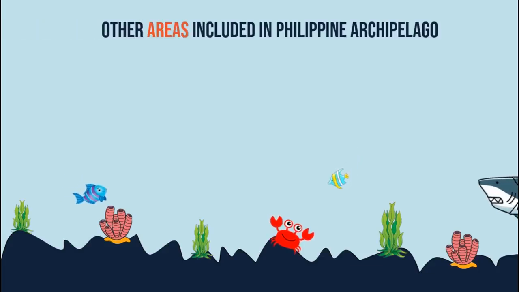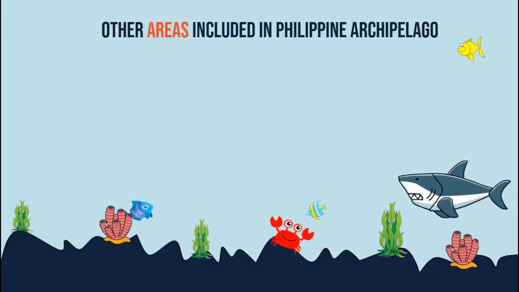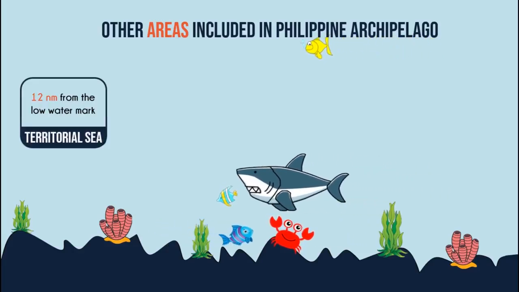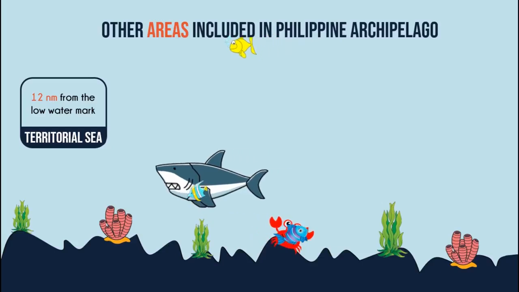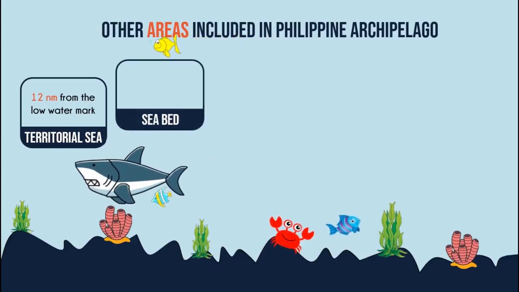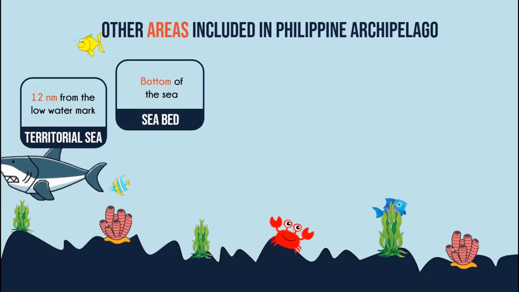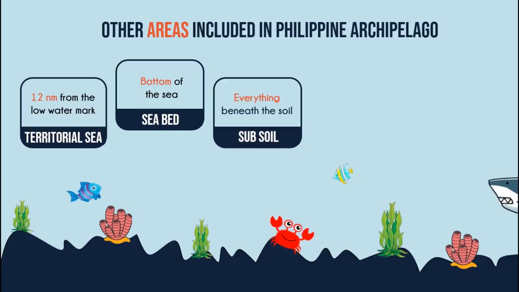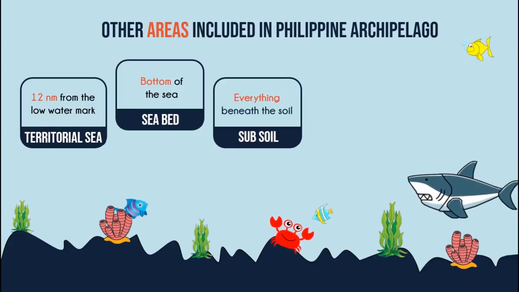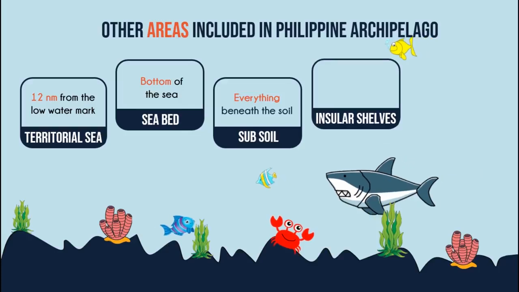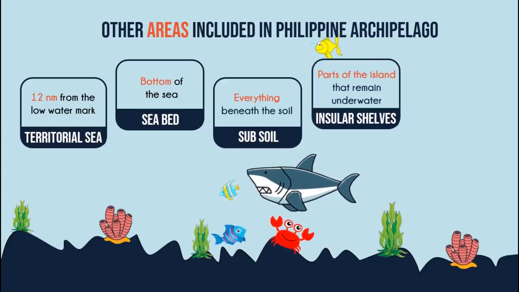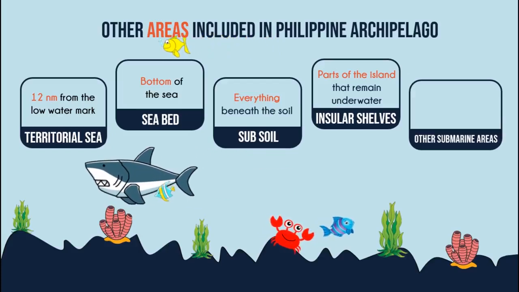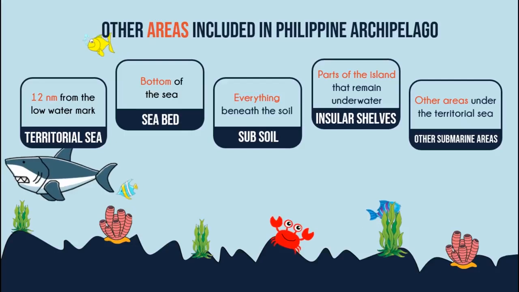Next are the other areas included in the Philippine archipelago. First is the territorial sea. This is the 12 nautical mile zone from the low water mark from the sea. Second, the seabed, or the bottom of the sea. Third, the subsoil, or everything beneath the surface soil, including the mineral and the natural resources. Fourth, the insular shelves, or the parts of the islands that remain underwater. And last are the other submarine areas, or all other areas under the territorial sea.